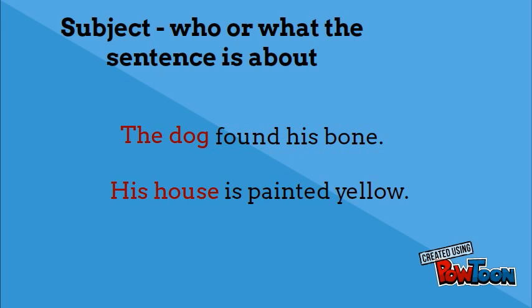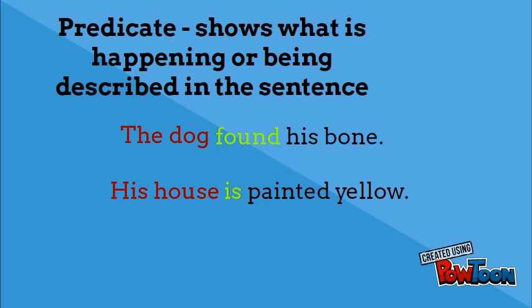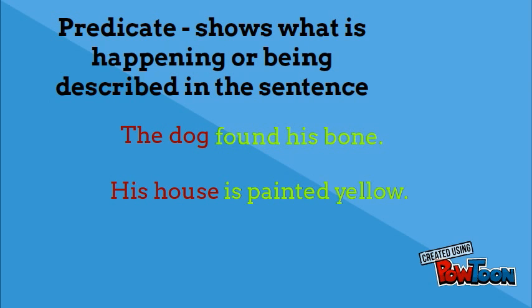Next, to find the predicate, we need to ask ourselves what they're doing, or where the verb is. Found and is are our verbs in these two sentences. Verbs begin the predicates. It shows what's happening or what is being described. So in these two sentences, found and is start the predicate. So found his bone and is painted yellow are the predicates. Those are the actions in the sentences or what is being described in the sentences.